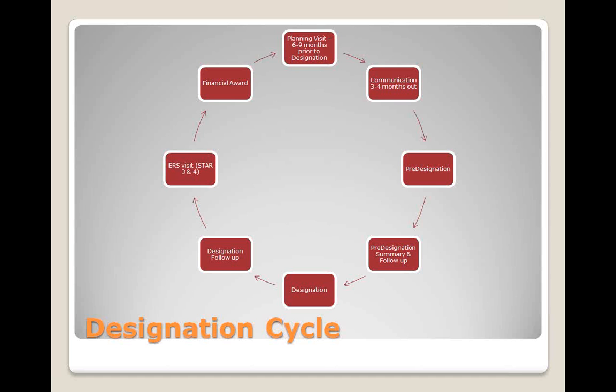So let's say, by next June, you want to be a STAR 2. Then if you look at the top box, what you want to do is schedule with your STARS manager a planning visit where we would come out about 6 to 9 months prior to your designation. So 6 months would be about December, January. In December, January, you want to schedule with your STARS manager a time to come out and have a planning visit. And again, that's where we will come out and talk about your challenges.